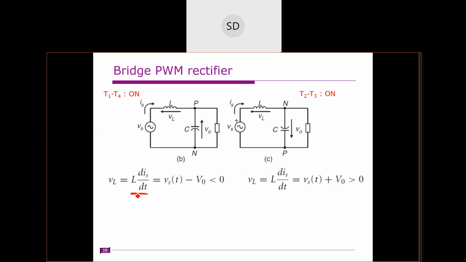This is the inductor voltage, so that is L into di by dt. If you apply KVL here, this is source voltage Vs of t, and this is minus V naught. So in the first case, Vs of t minus V naught, and in the second case, this is minus plus here, so it is Vs of t plus V naught. Clear? So we have two cases, Vs of t minus V naught and Vs of t plus V naught.